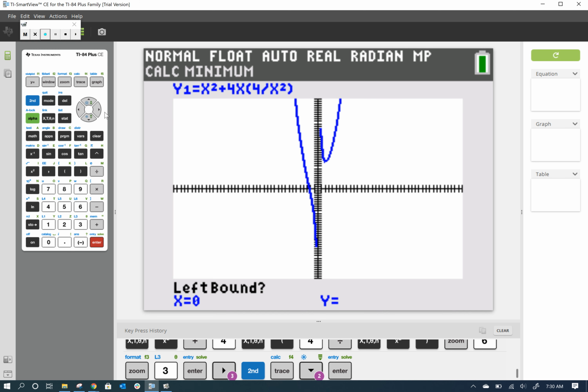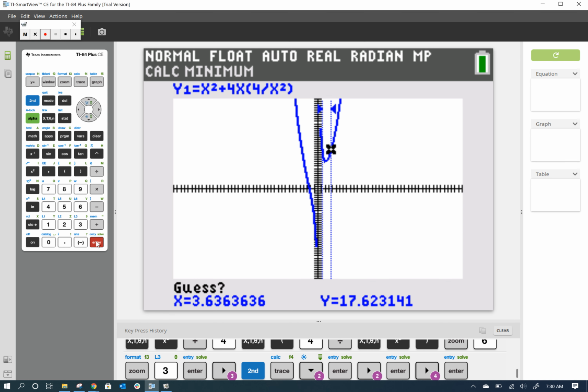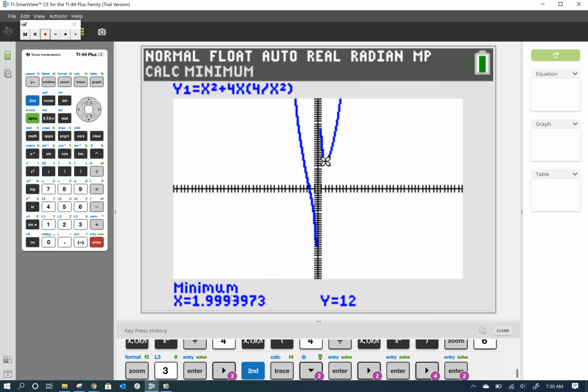Okay, so we're going to second calc, minimum, and it says left bound. Let's pop over higher. Okay, all right, we're already there. So we're going to enter, and we're going to right bound. We're going to bound our min on the right, higher, and then guess. Yes, we're going to guess. Okay, so this is x equals, it looks like we have 2 there. So we have x equals 2.